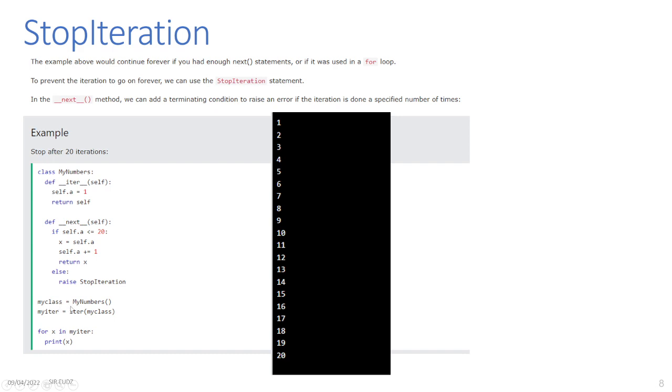So myclass is equal to MyNumbers, myiter equals iter(myclass). So for x in myiter, print x. It will automatically stop the iteration once we reach 20, or actually when a is greater than 20. But in the printout, it will be 1 to 20. And that ends the iteration.